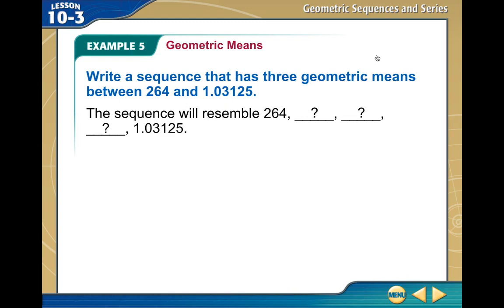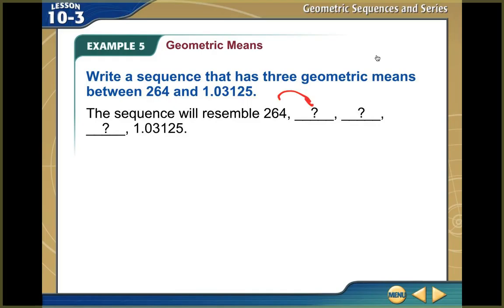Okay, so same idea here. What we're going to do is start off with, I know that to get to here, that's times r, and then times r again to here, and then one more times r. So I'm going to get some power of r that gets me from the starting value of 264 somehow to the ending value. If I just look at it, I can see it's gone from 264 to 1.03125. So r is going to have to be less than 1. We're getting smaller and smaller and smaller.